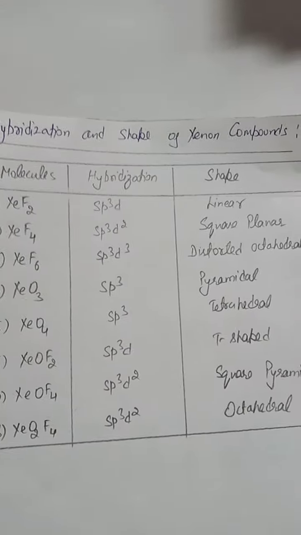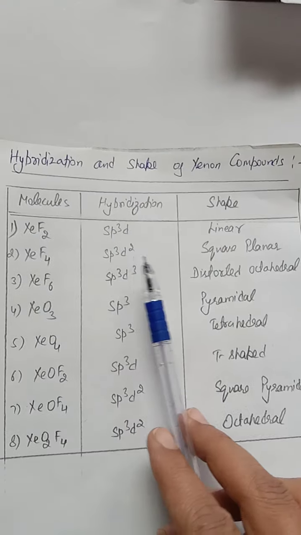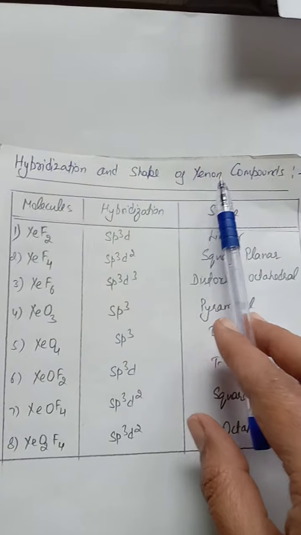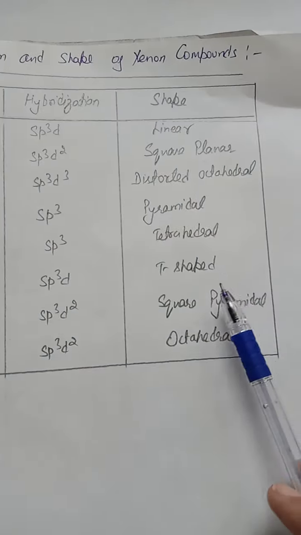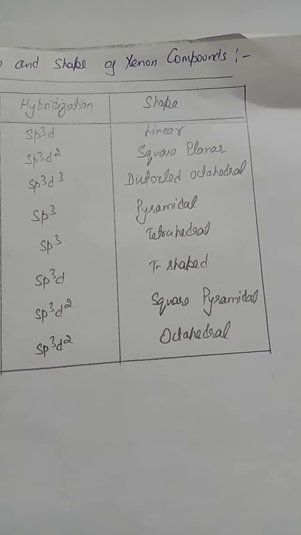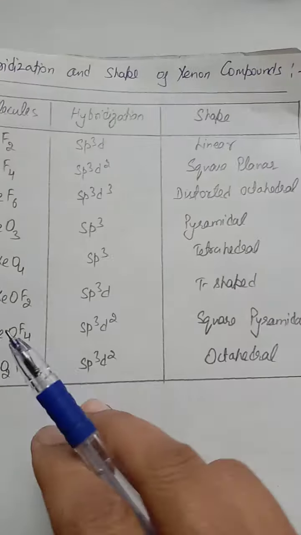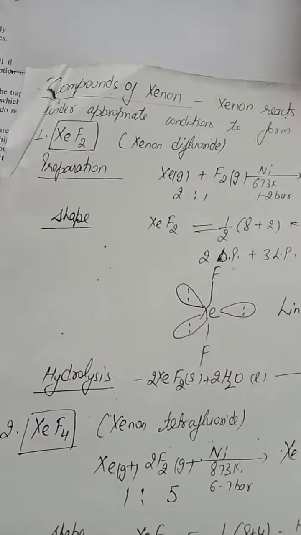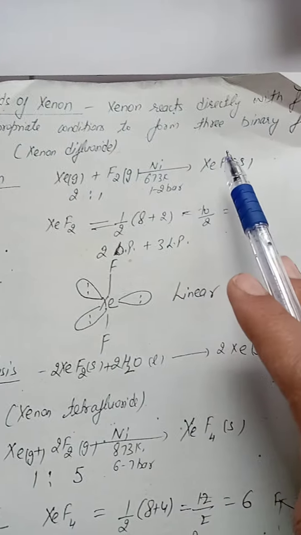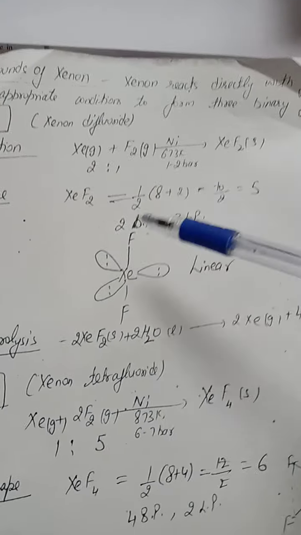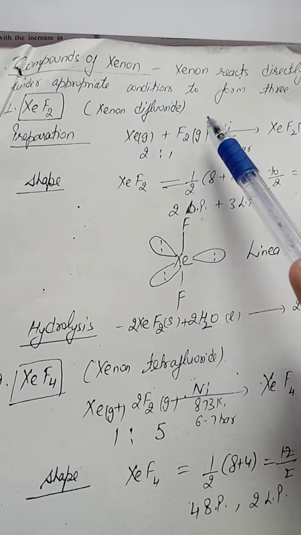Now I have tried to show you in tabular form the hybridization and shapes of xenon compounds. These are all the molecules along with their hybridization and their shape. So this is all about its compounds. Now we have to do the shapes of its compounds. Xenon reacts directly with fluorine under appropriate conditions to form 3 binary fluorides. First one is xenon difluoride.